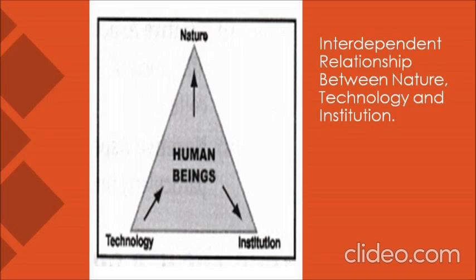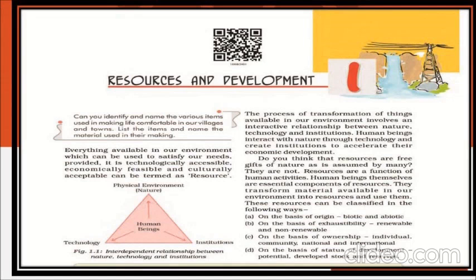Now children, see this picture where you will find three terms, which is physical environment, that is nature. The second is technology. The third is institutions. In the center of this picture or diagram, you will see that human beings is written. See the picture, it itself shows that there is an interdependency between all three and they are related to human beings. Human beings means human as a resource.